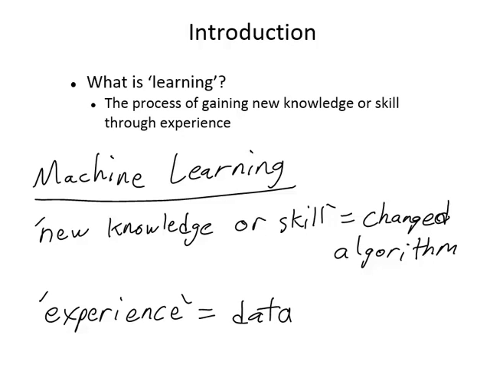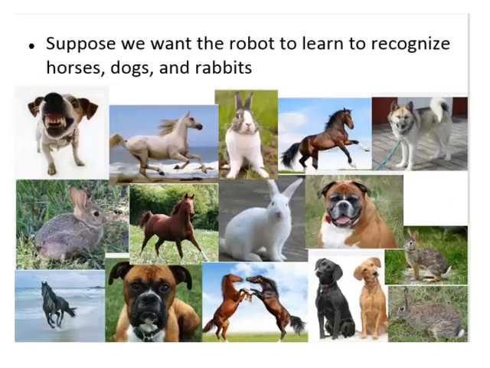So, in other words, a machine learning algorithm is some sort of algorithm that can cause changes to other algorithms as a result of receiving new data. To help you understand this a little bit better, let's look at a concrete example. Here's an example that we saw previously when we were studying machine vision.